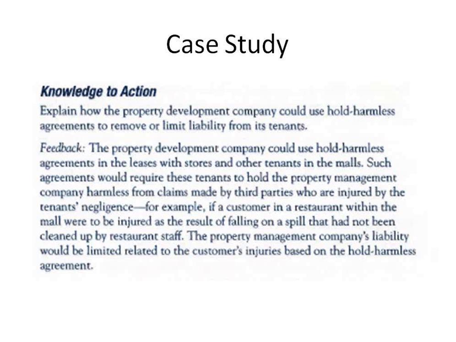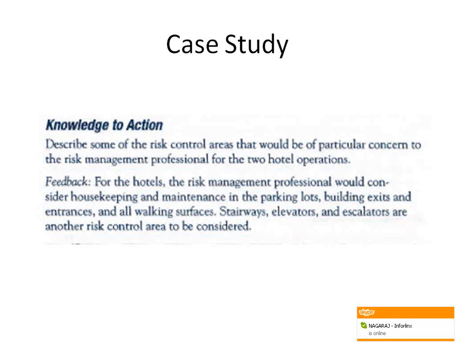For example, if a customer at a restaurant within the mall were to be injured as a result of falling on a spill that had not been cleaned up by the restaurant staff, the property management company's liability could be limited related to the customer's injuries based upon the hold harmless. The idea is, even though they're the property owner, you're responsible for anything that happens in there. They're going to sue the bigger pockets, and the hold harmless says, if that happens, you guys are going to take care of it for us.